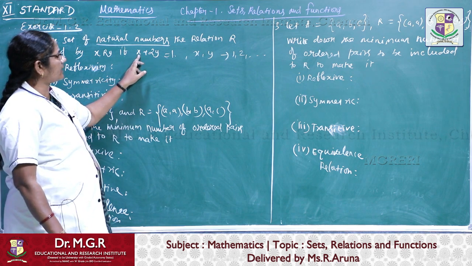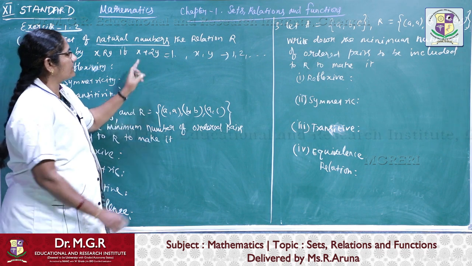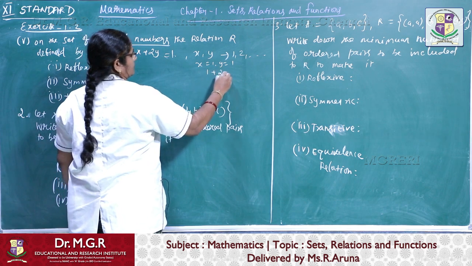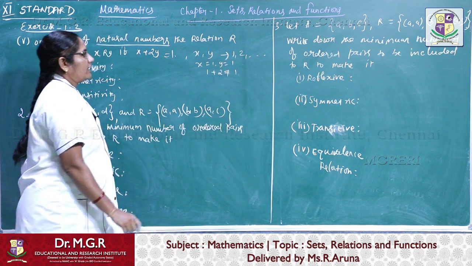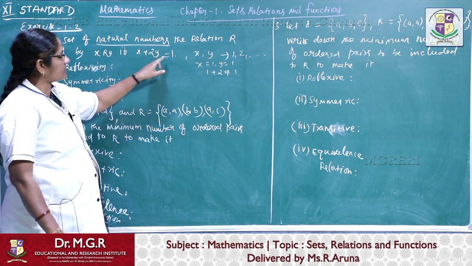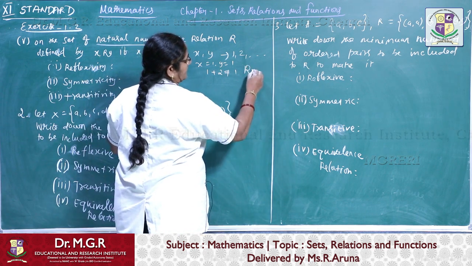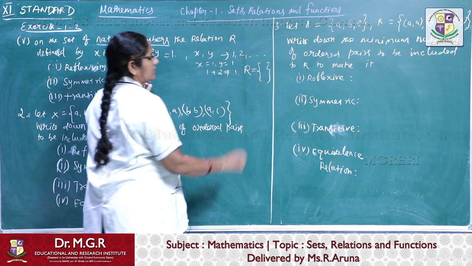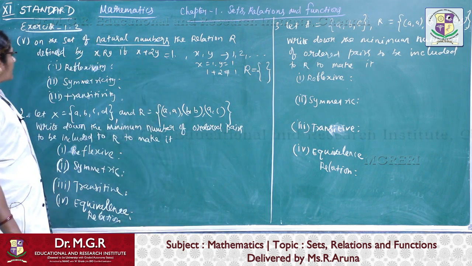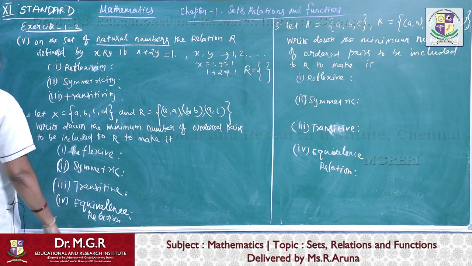Suppose we substitute x equal to 1 and y equal to 1, what will be the answer? 1 plus 2 is not equal to 1. So if we choose the set of all natural numbers, this relation is not true. So the relation is an empty set. There is no choice of x and y to be true with this. So is it true or not, it is asked.